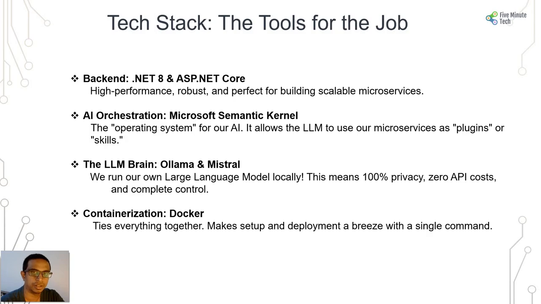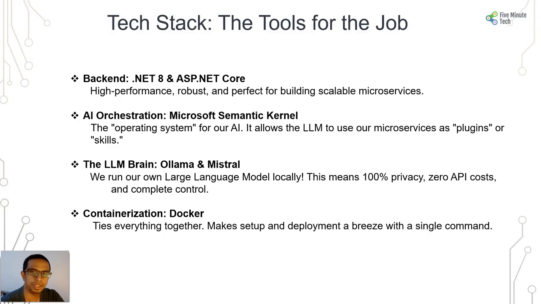.NET Core, ASP.NET Core, is high performance, robust, and perfect for building scalable microservices, but that choice is pretty open. You can use different technologies to replicate similar functionality. AI orchestration is done through Microsoft Semantic Kernel, the operating system for our AI, and it allows the LLM to use the microservices as plugins or skills.